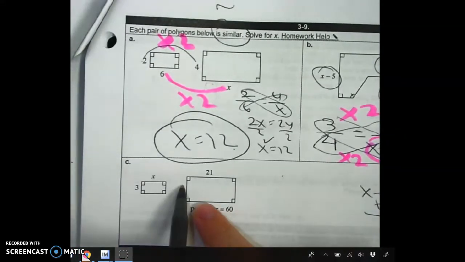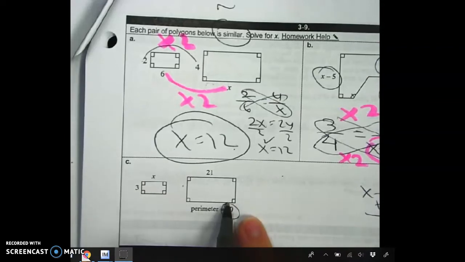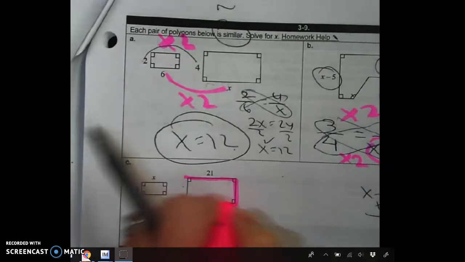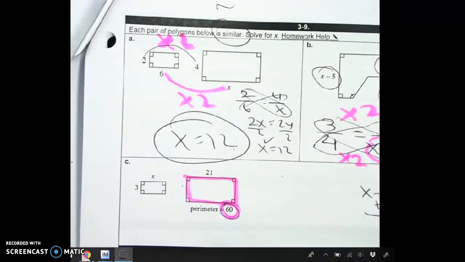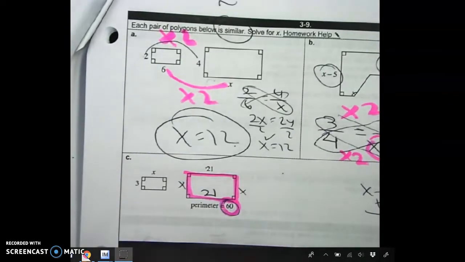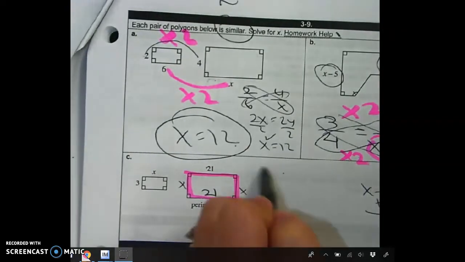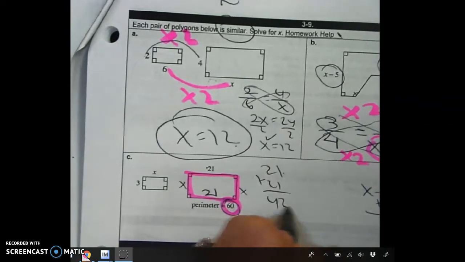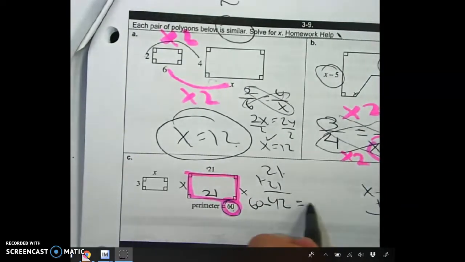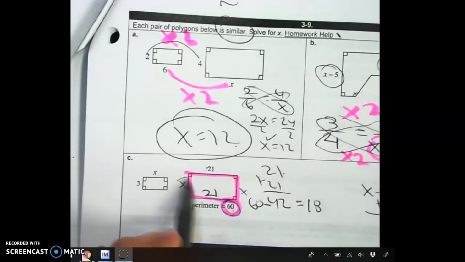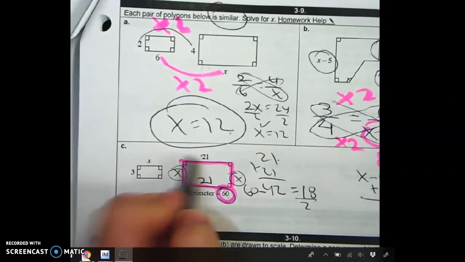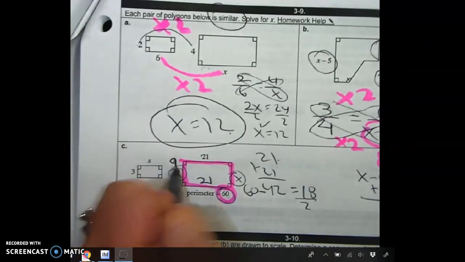All right, this one, they want you to do the same thing. So they didn't give us another side, but they told us the perimeter was 60. So perimeter means that I add all the sides. This plus this plus this plus this gives me this. Well, I know if this is 21, then that's 21. So now I got to figure out that and that. And they're the same thing. So I could go 21 plus 21 is 42. Subtract from 60, and I'm left with 18. That means this plus this is 18. So I just take half of that, which means that side is 9.